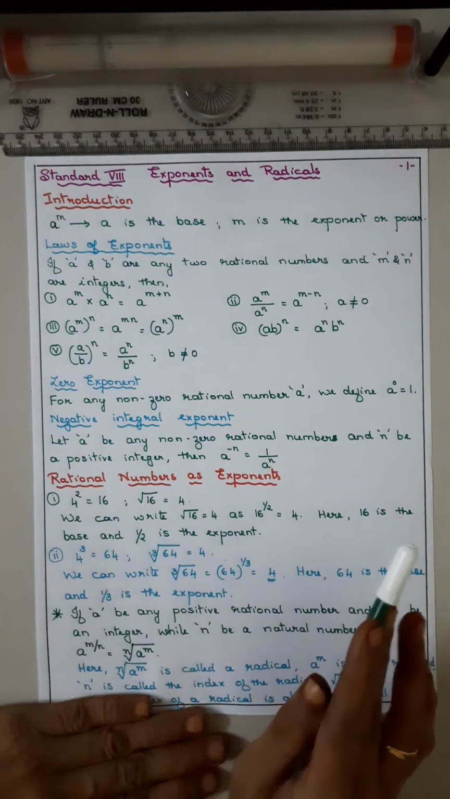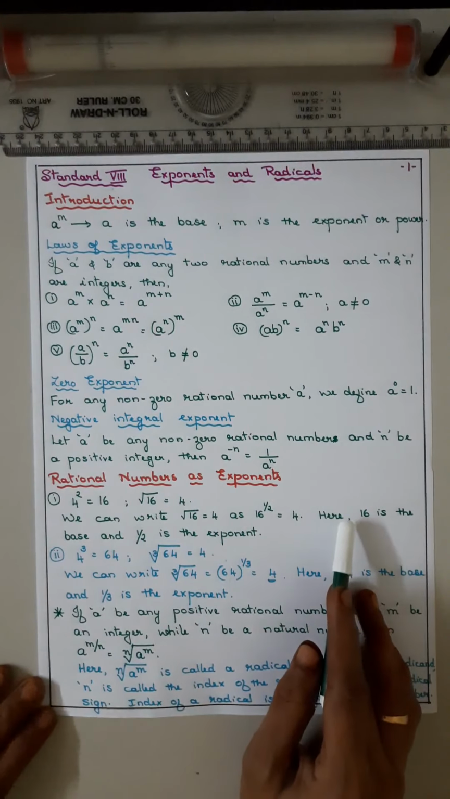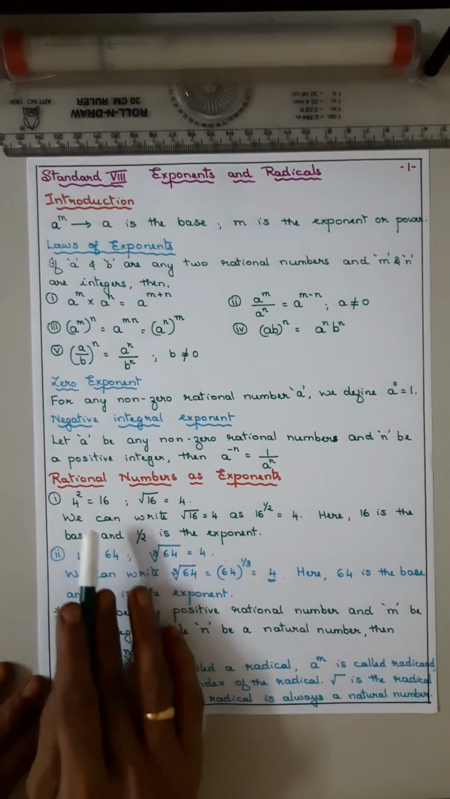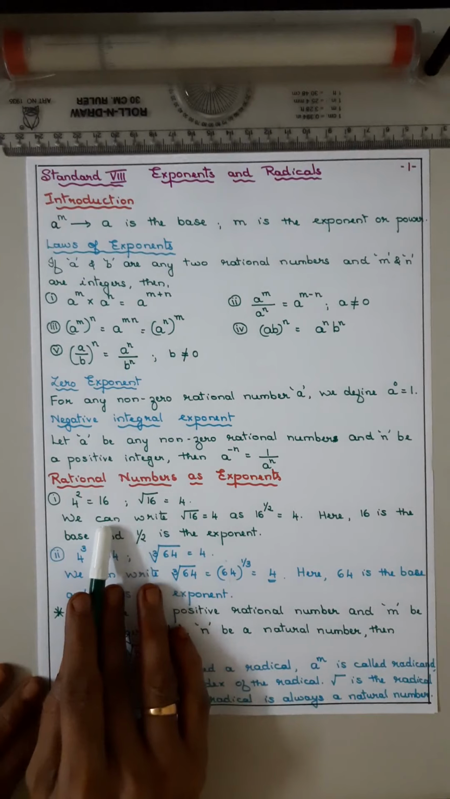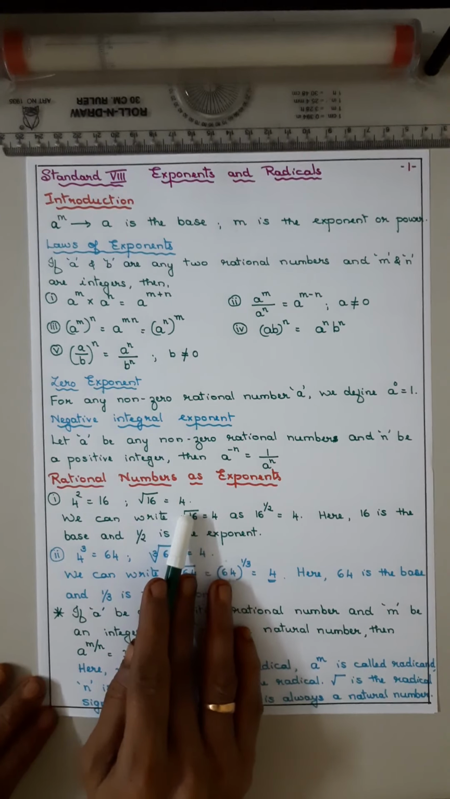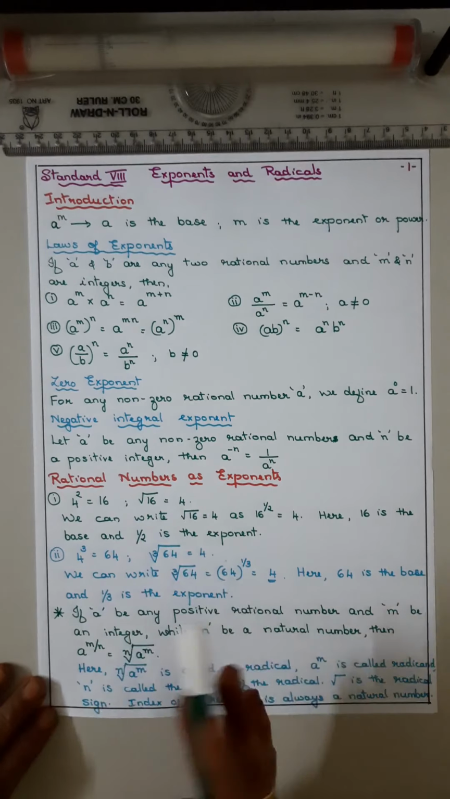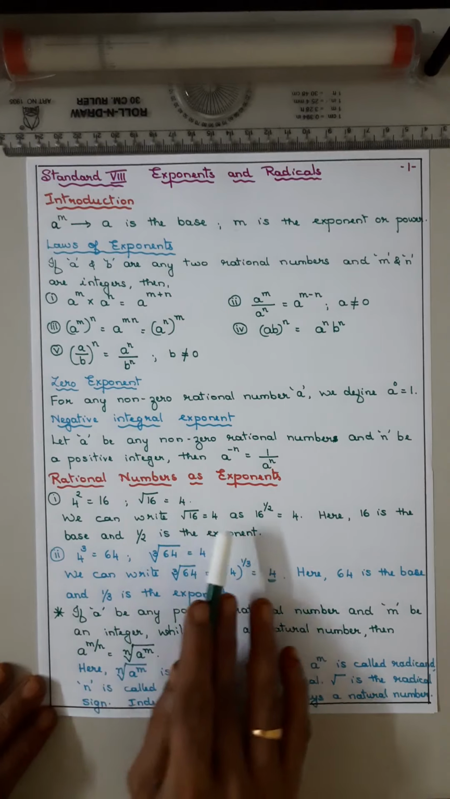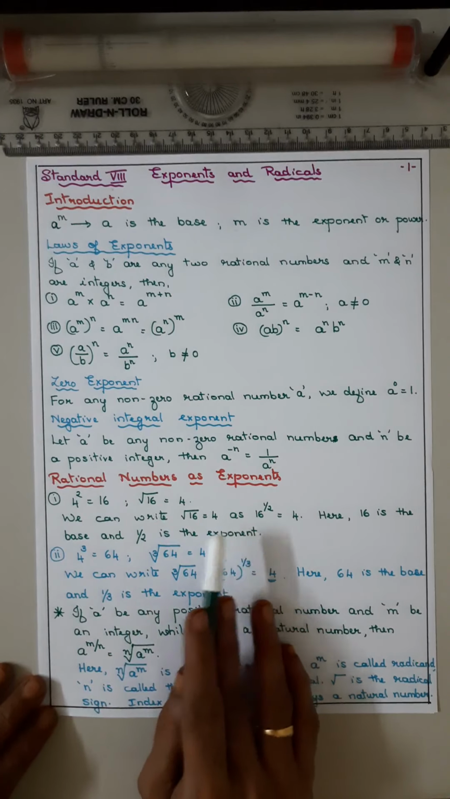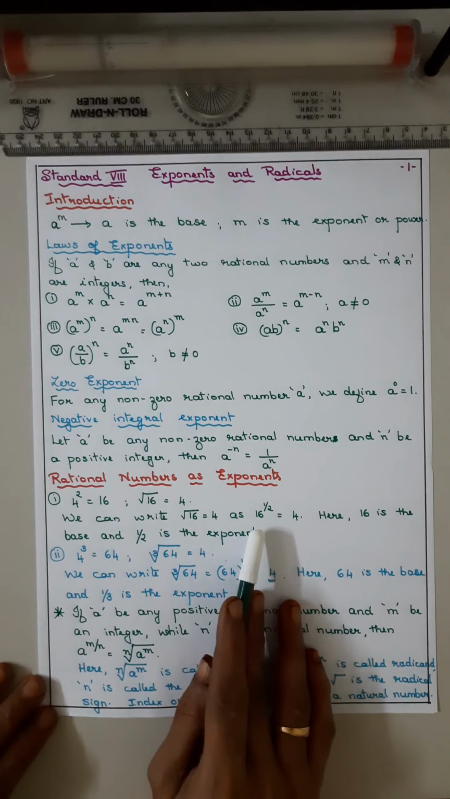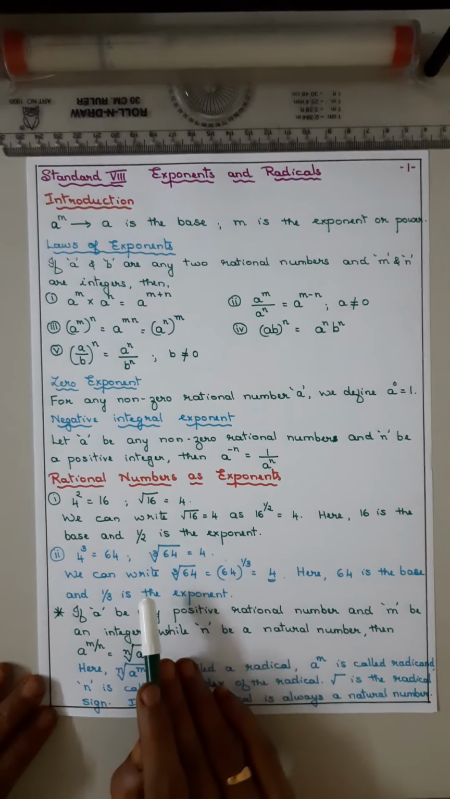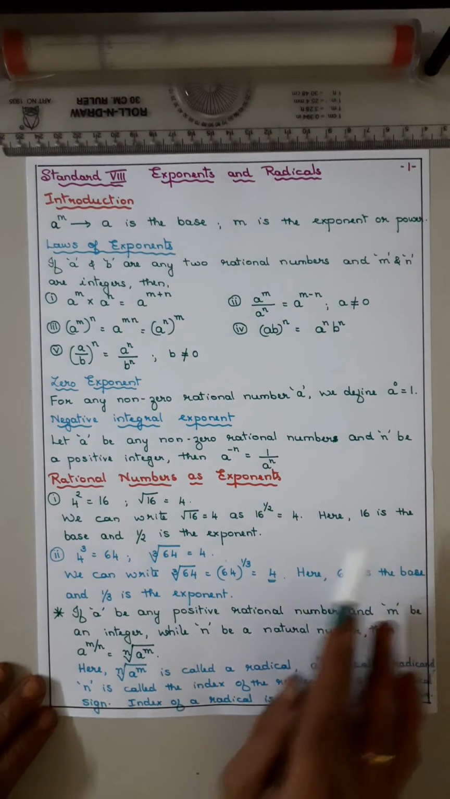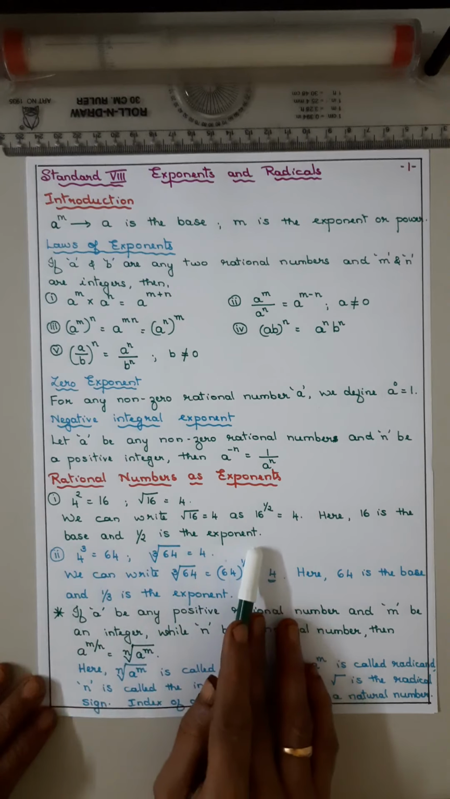Now rational numbers as the exponents. Now with an example we will understand. 4 squared is equal to how much? 16. So root 16 will be how much? Square root of 16 is 4. So how will you write it the other way around? We can write root 16 is equal to 4 as 16 to the power 1 by 2 is equal to 4. Here 16 is the base and 1 by 2 is the exponent.